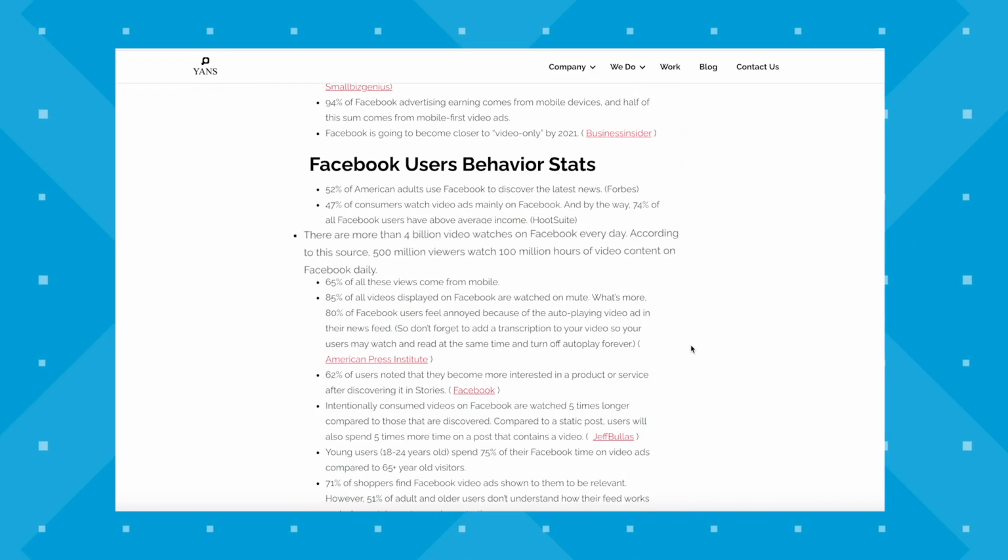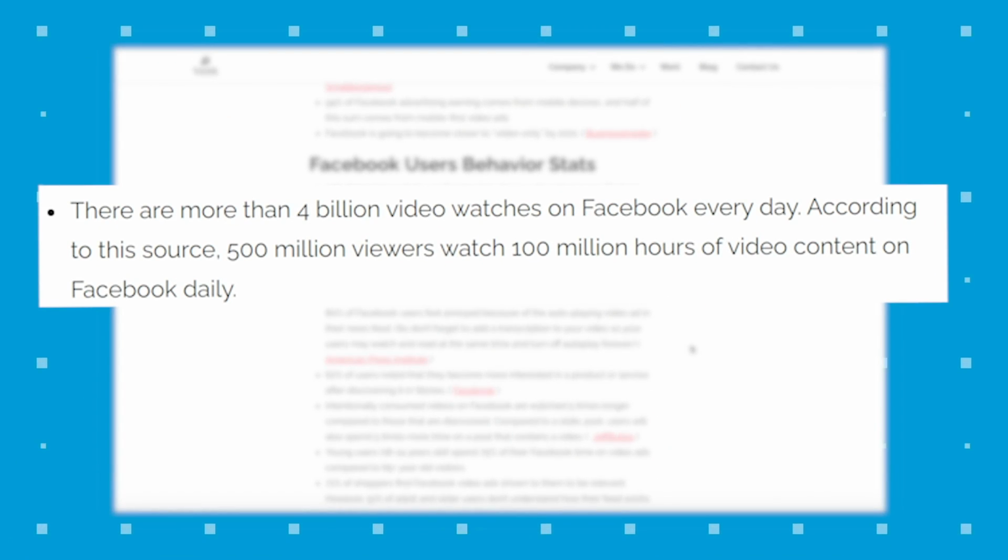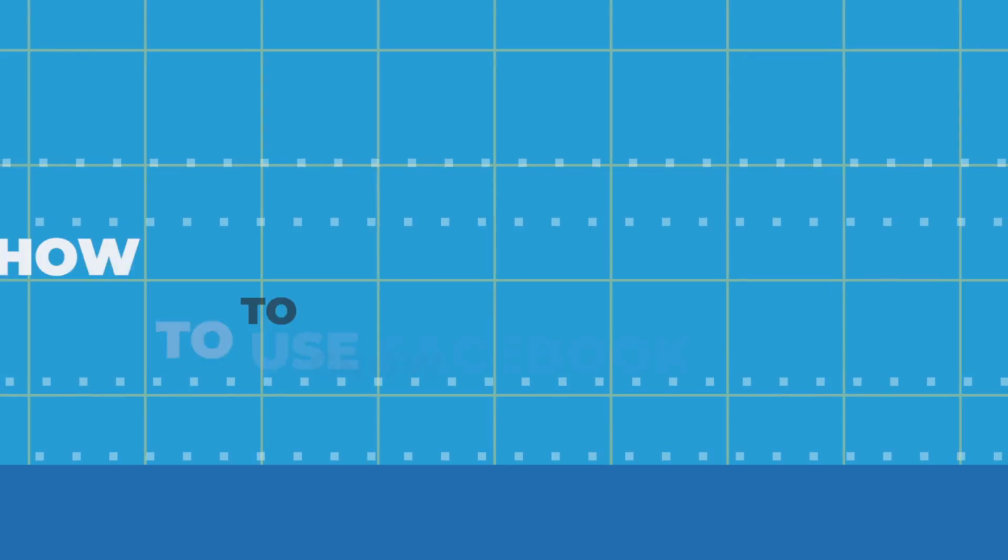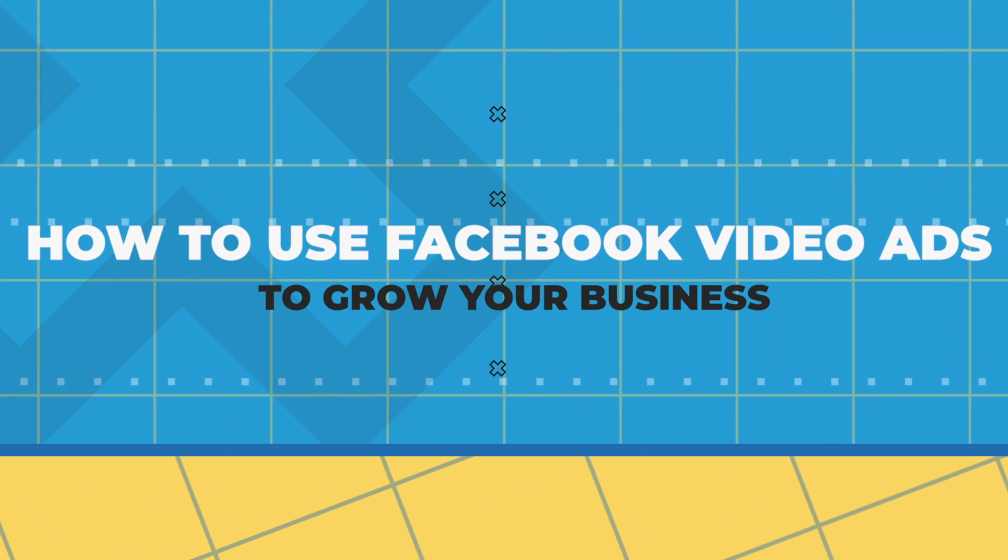Did you know that 500 million viewers watch 100 million hours of content every single day on Facebook? That's video content alone. That's not even including ads. That's a huge potential audience. So let's look at how to use Facebook video ads for your small business.